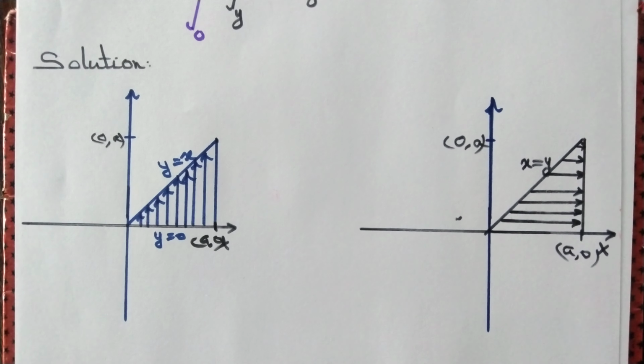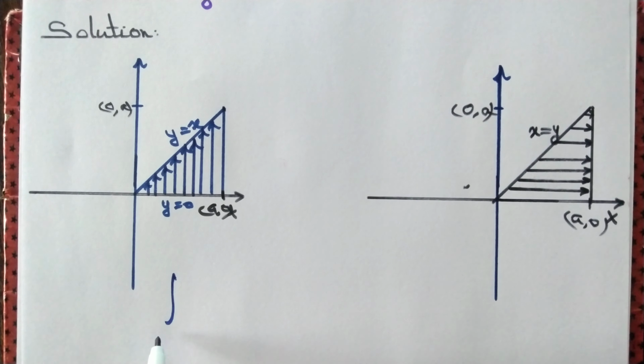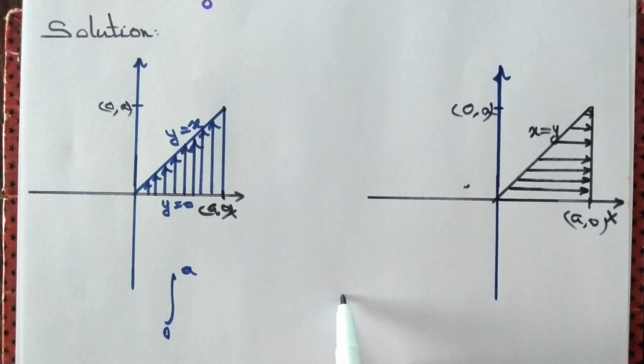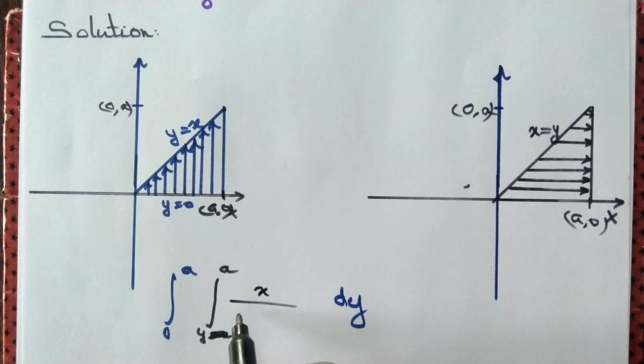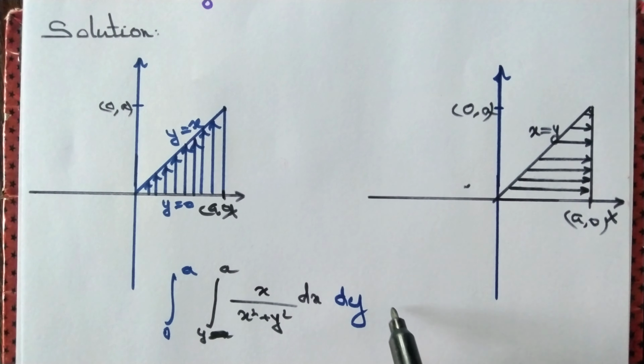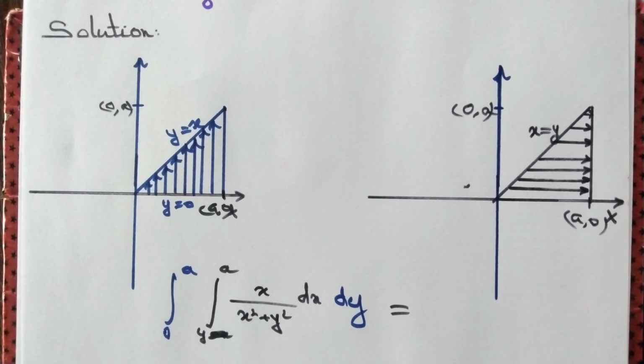So the integral will also be equal. That is, the integral from 0 to a dy and then y to a of x by x square plus y square dx is exactly equal to, we are changing the integral from y equal to 0 to y equal to x.